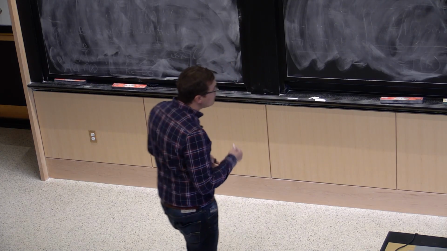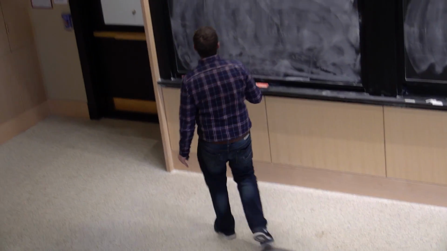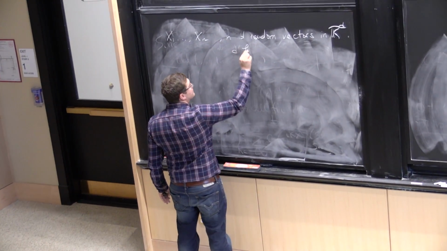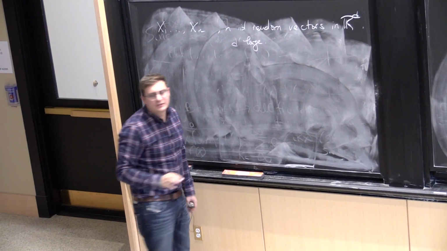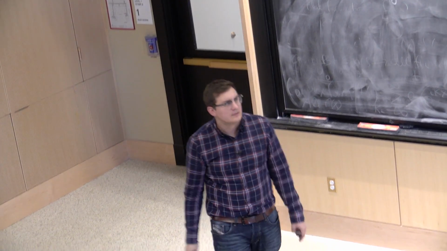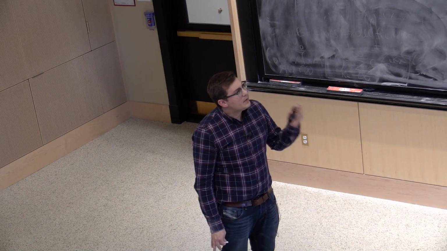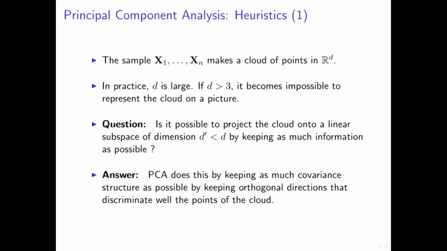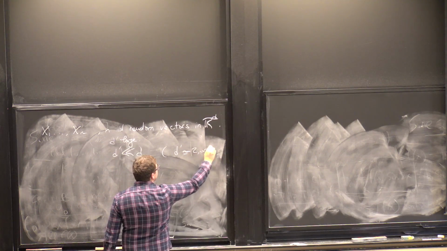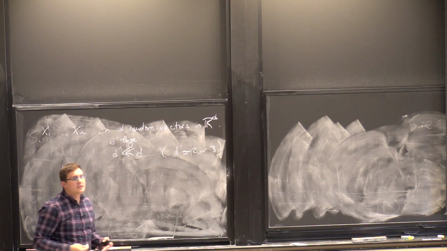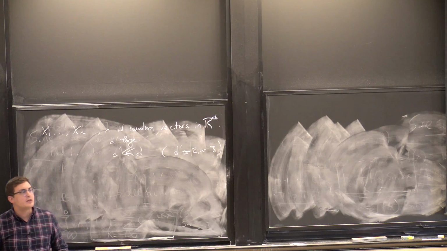All right, so think of the case where D is large, but not larger than n. So let's say you have a large number of points. The question is, is it possible to project those things onto a lower dimensional space, D prime, which is much less than D? So think of D prime equal to, say, 2 or 3, so that you keep as much information as possible about the cloud of points that you had originally.